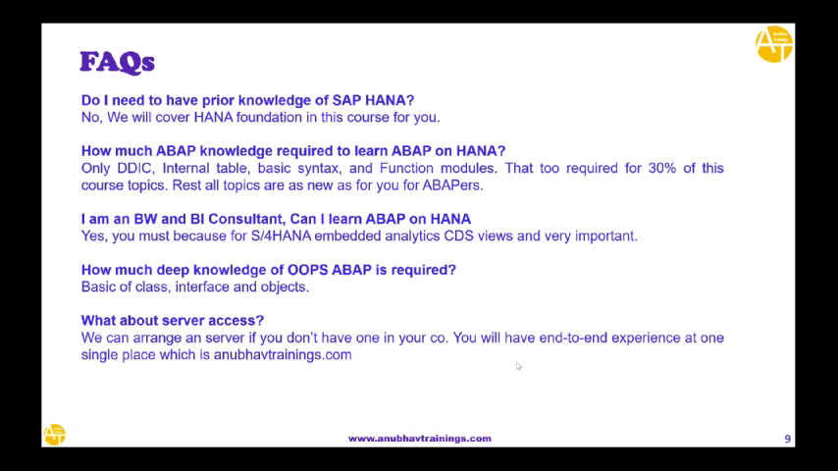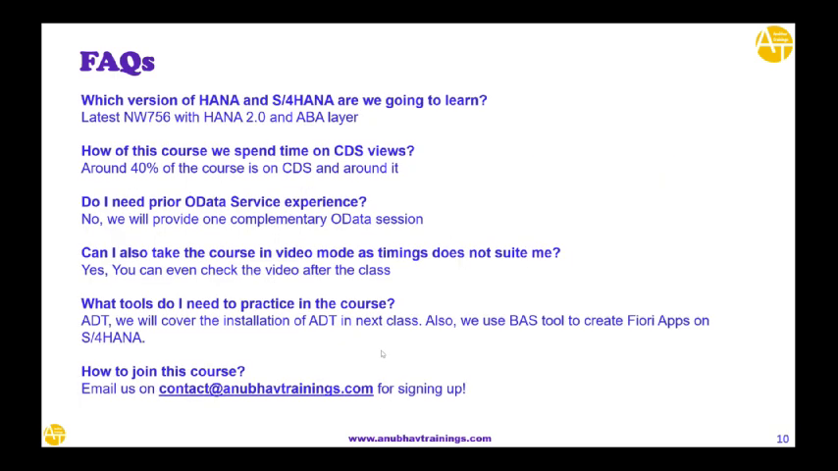What about server access for this training? We can actually arrange a server for you if you don't have one from your company. I'm going to explain that in my next class tomorrow. Tomorrow we will see how you can have server access and what you can look for in your company with regard to system access to be able to build an application. Which version of HANA and S4 HANA are we going to learn? We will use SAP NetWeaver 7.56, the latest version, with HANA 2.0 with the ABAP layer to learn and build these topics as part of the training.